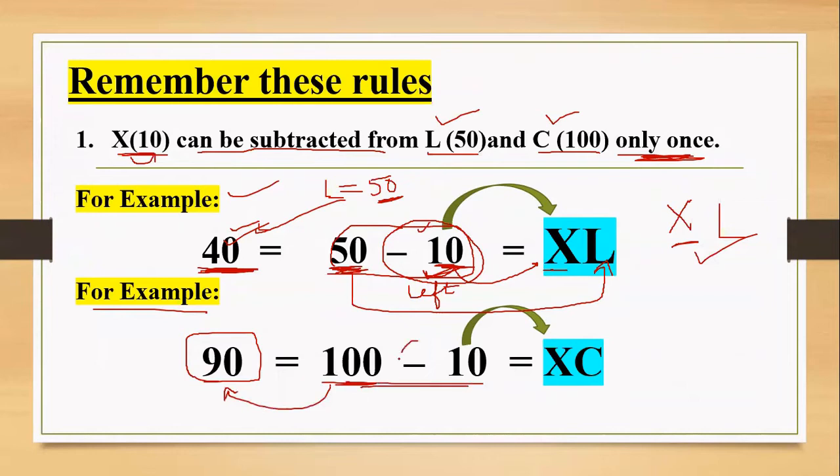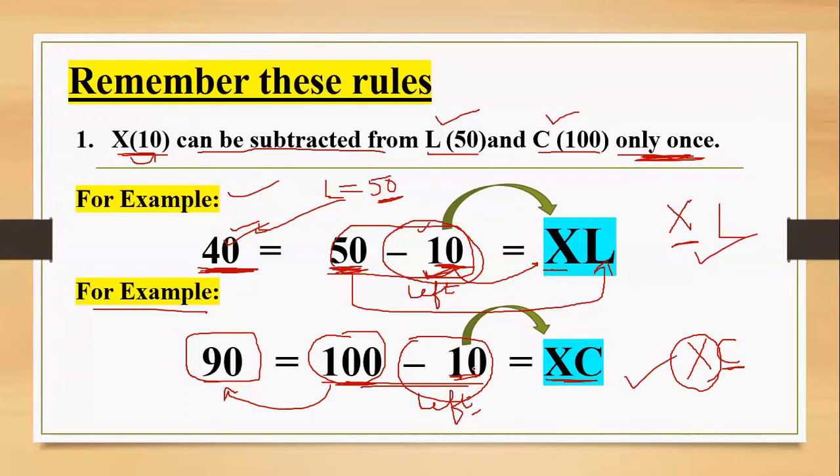And again you are subtracting, children, so we will write the symbol for 10 on the left side. The symbol for 10 is X, and it will come on the left side of the bigger value. Here the bigger value is 100, so C will be written on the right side and the smaller value will come on the left side.